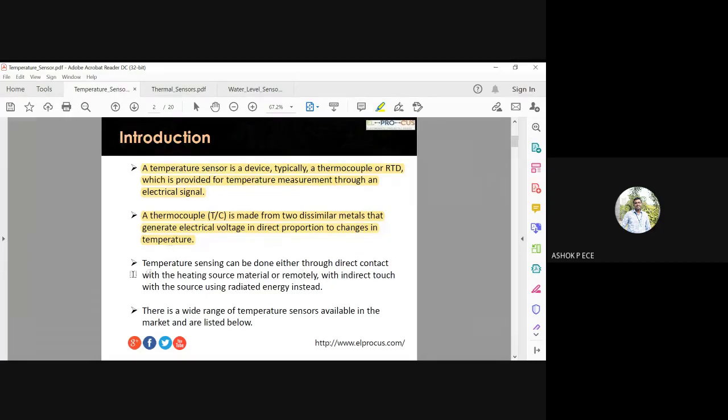So you can sense temperature either directly, or remotely. Directly means direct contact with the heat source material. Remotely means without direct touch with the source, using radiated energy. You know, human beings emit IR radiation, right? So based on the IR radiation they emit, I can measure temperature from that. That is the remote method. The direct method is direct contact. You place a temperature measuring strip over your forehead, and it will display the temperature of your body immediately.